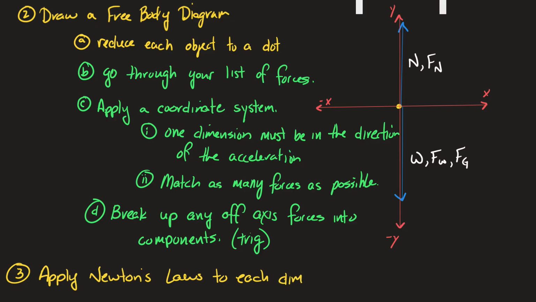Next, you're going to apply Newton's laws to each dimension. You chose which law to use at the very beginning. You're going to apply Newton's laws to each dimension. We said this was a first law problem. Because it's a first law problem, we're going to unequivocally state that the net force in the x direction is equal to 0 and the net force in the y direction is equal to 0. If it was a second law problem, then one of these would be set equal to 0 and one of them would be set equal to ma. But as this is a first law problem, we set both the net force in the x direction and the net force in the y direction equal to 0.